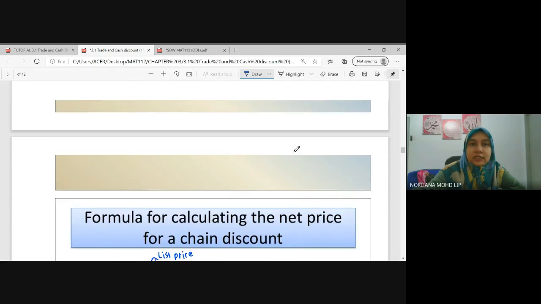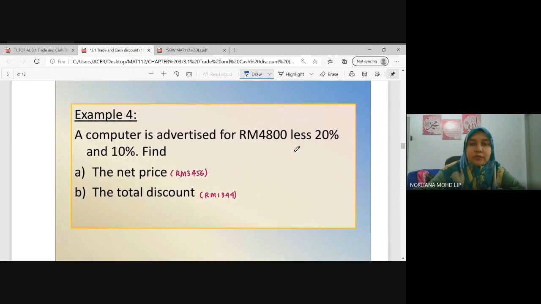Okay, look at this example 4. A computer is advertised for RM4,800, less 20% and 10%. Find the net price. Here we know they give two discounts, 20% and 10%. You cannot directly add 20% plus 10%, that is wrong.